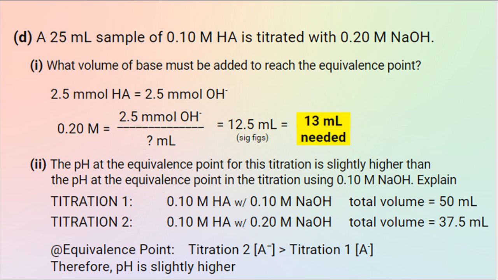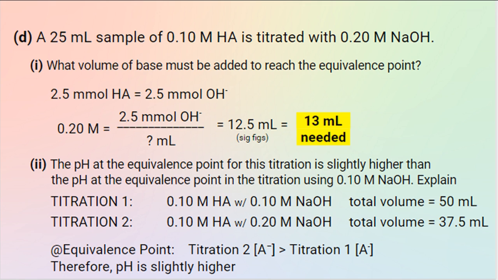So we can find the amount of millimoles by taking 25 milliliters of the sample and multiplying it by the 0.1 molarity of HA, and since we have equal amounts, we know that we have 2.5 millimoles of OH minus ions. To find the volume we can take the 2.5 millimoles of OH minus and divide that by the molarity of 0.2, and so we get a volume of 13 milliliters needed of base to be added to reach the equivalence point.